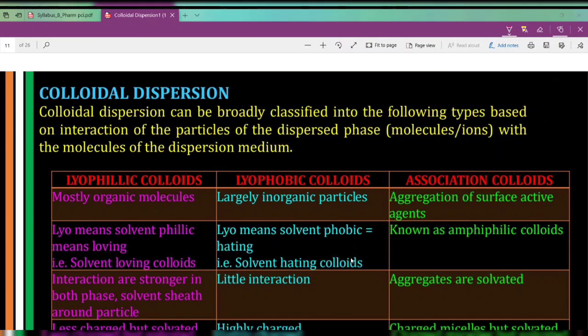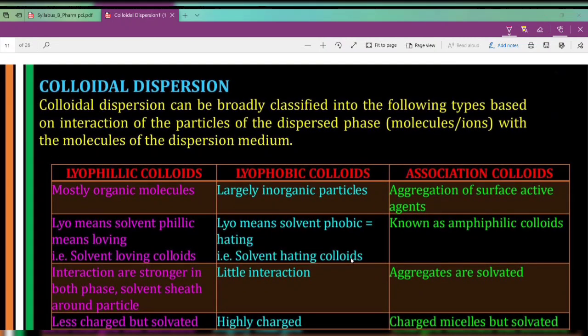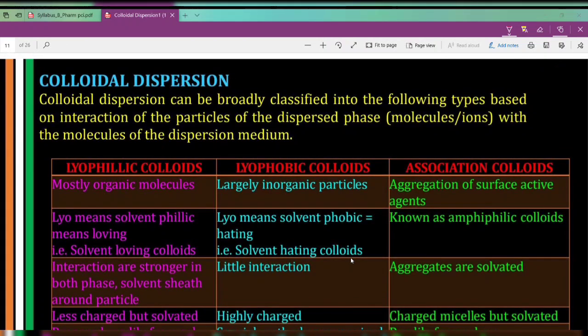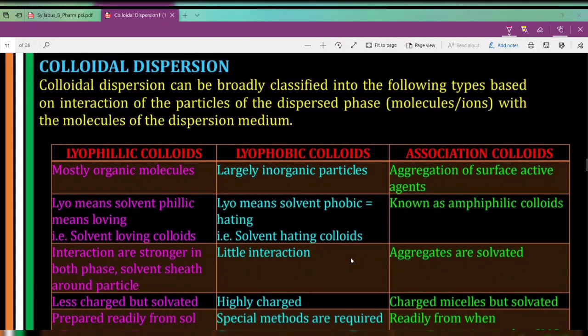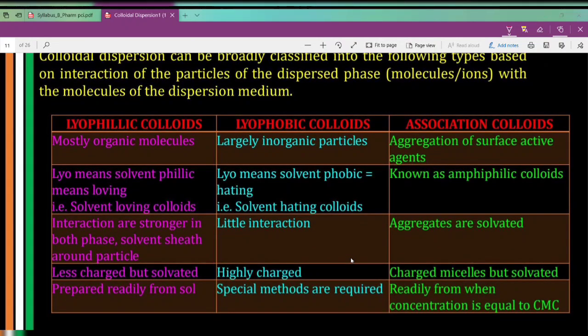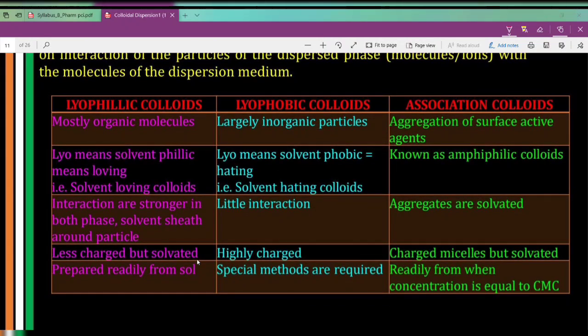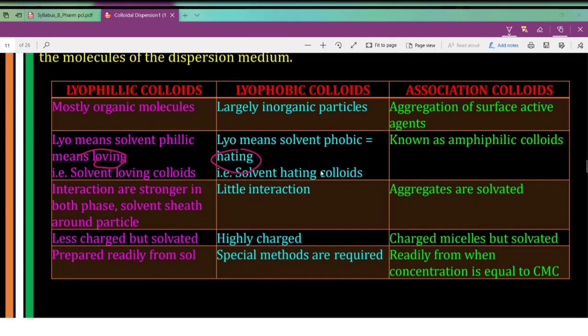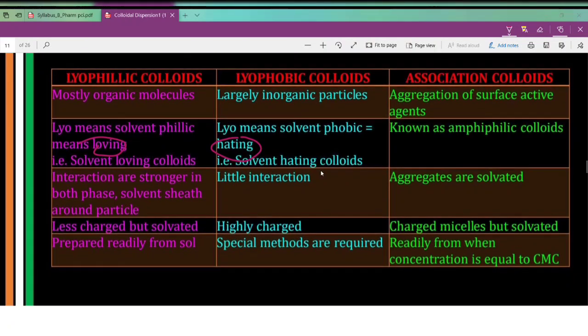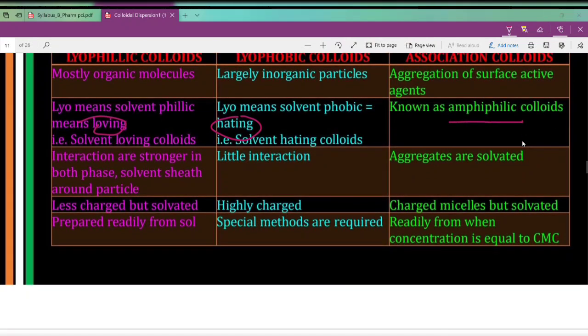So here you can see that lyophilic, from a chemical point of view, are organic molecules and they have a loving or affinity towards the solvent system. Lyo means solvent and philic means loving. Whereas the lyophobic are inorganic in nature and they have a heading towards the solvent system. Solvent heading colloids. And association colloids, I have already told, are a kind of surface active agents or aggregation of the surface active agent. If you see any kind of micelle formation, micelle means the aggregation of the surface active agent above the CMC, or equal to the critical micelle concentration. So this is the aggregation of surface active agent, that is the amphiphilic.